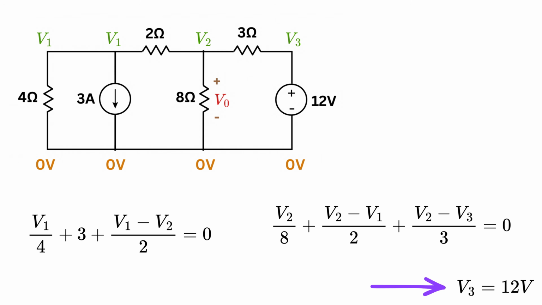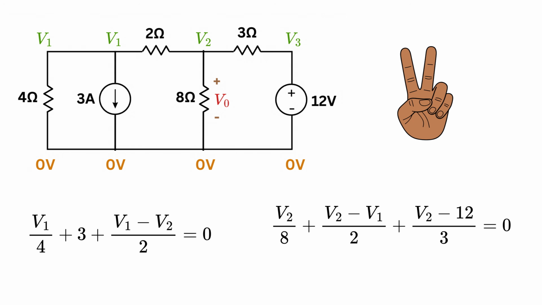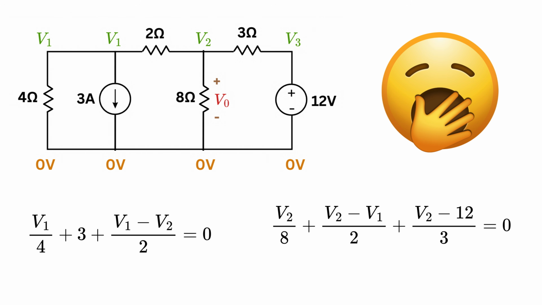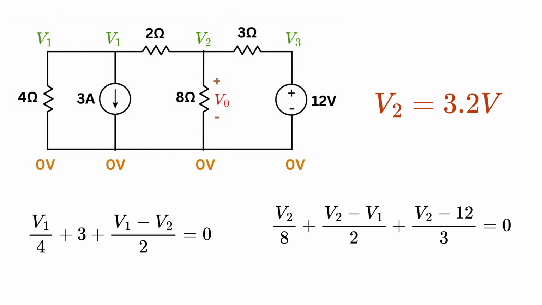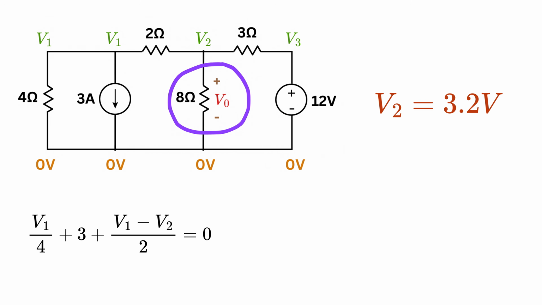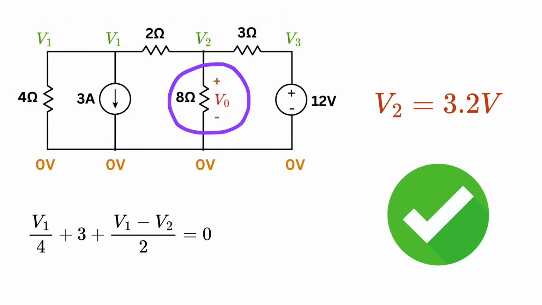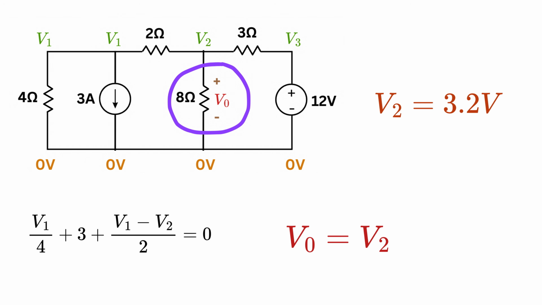Now, since we already know V3 equals 12, we put that here in this equation. This way we have 2 variables, V1 and V2, and 2 equations, so we can easily solve for them. This is a basic system of linear equations. Doing the arithmetic carefully gives V2 equal to 3.2 volts. Now our job was to find the output voltage that is marked across the 8-ohm resistor, with the positive terminal at the top, which is mostly done because V0 is simply equal to V2, meaning the final answer is V0 equals 3.2 volts, and that's it.